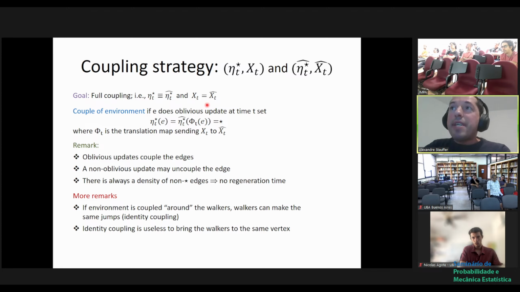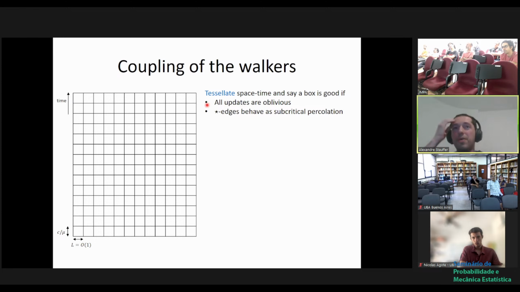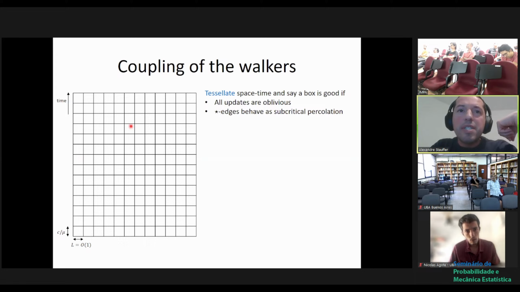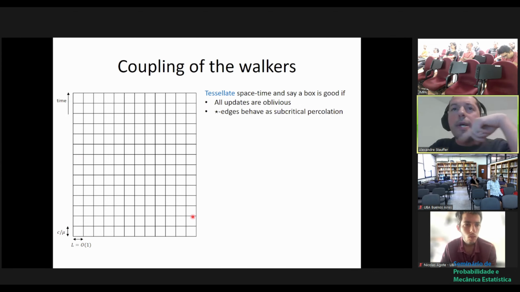So let me describe now the coupling of the Walkers, which is the most difficult one. I'll try to just give you some ideas. So if there is something unclear, please ask. The idea is that we tessellate space and time. So in this picture here, time is vertical, space is horizontal. We're going to tessellate this into boxes up to some time.